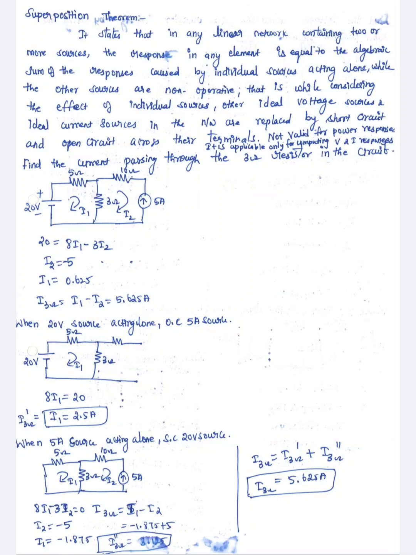We have to keep the individual sources acting alone, and the responses should be added up. So first we have to keep the 20 volt source acting alone. How can we keep the 20 volt source alone acting? You have to inactivate the other current source. How can we inactivate the current source? You have to open circuit the current source.